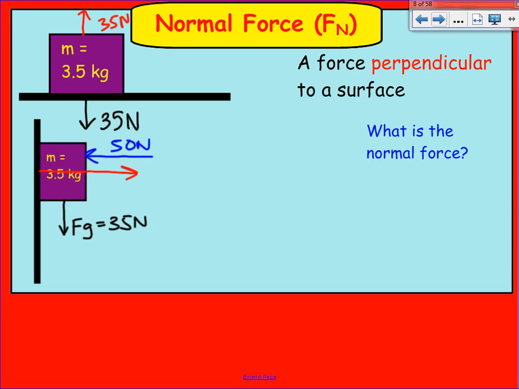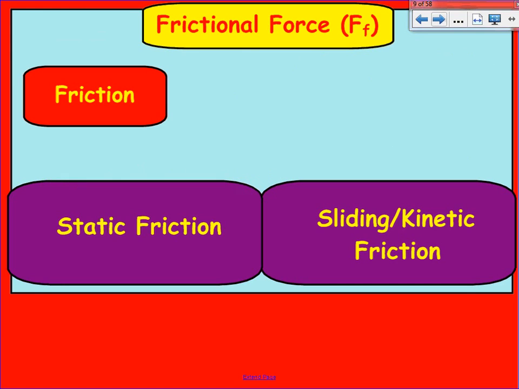If I was pushing the block against the wall with a force of 50 newtons, in this example, the force normal would have to be equal to 50. It's because in this example, the force normal has to balance out the applied force, not the force gravity, because force gravity is vertical, while force normal in this example is horizontal. We'll do some more practice examples with force normal later on.